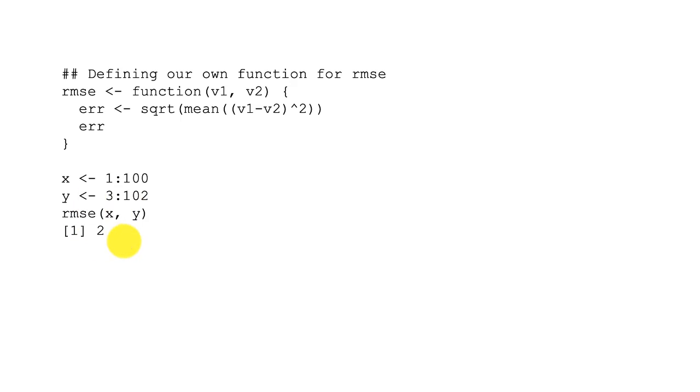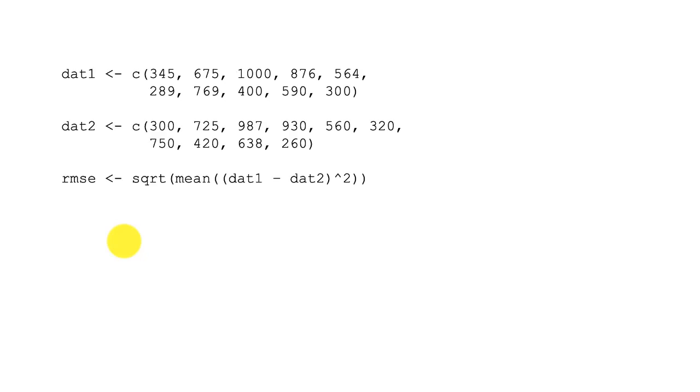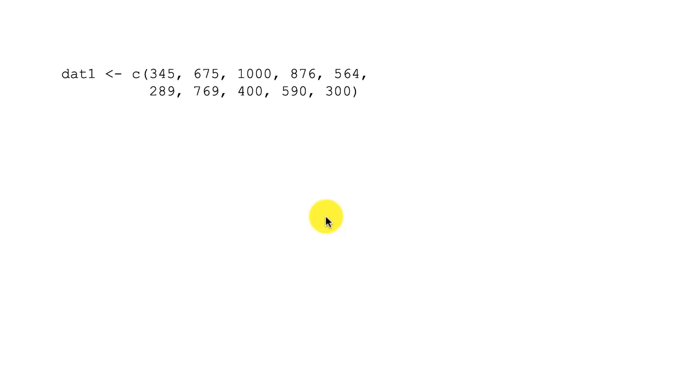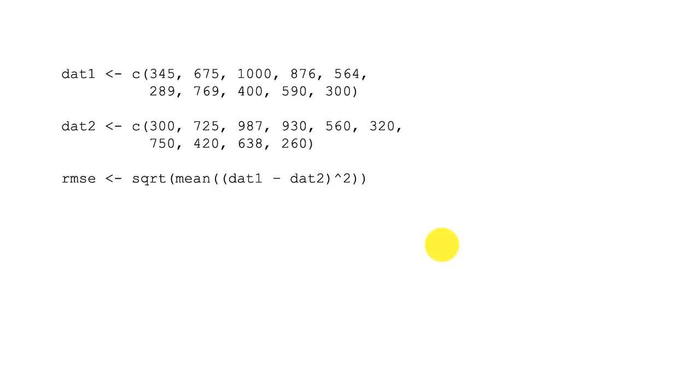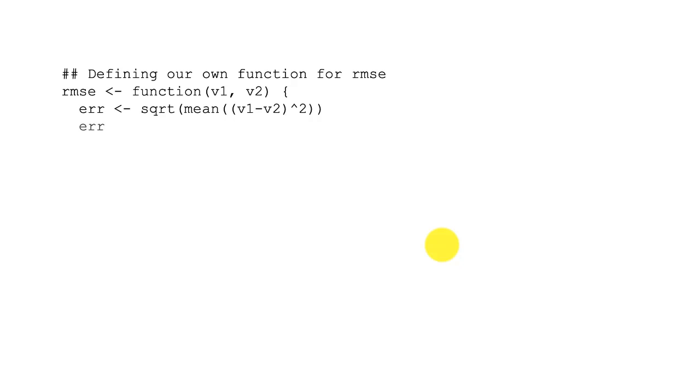So we could have used the function in all of these earlier contexts as well, right? In this case, you would have said RMSE is the function RMSE dat1, dat2. In this case, you would have called the function RMSE, and the arguments you would have passed would have been dat dollar attribute 3 and dat dollar pred. So you're passing two vectors, and you call the function, and you can compute the RMSE that way also.